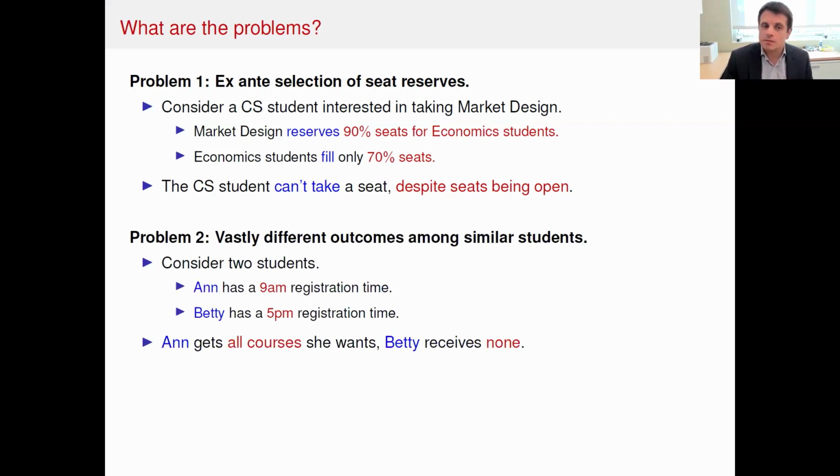The second problem is vastly different outcomes among similar students. So consider two students, Anne and Betty, and assume these students are friends, they joined university together, they're from the same department, from the same year. It's perfectly possible that Anne has a 9 a.m. registration time, and Betty has a 5 p.m. You can guess who can get all popular courses and who can get neither of the popular courses.